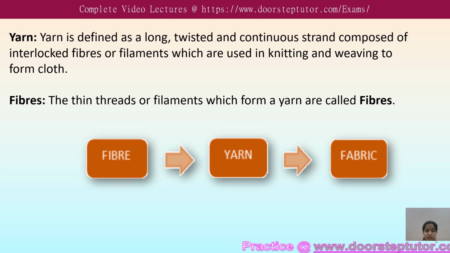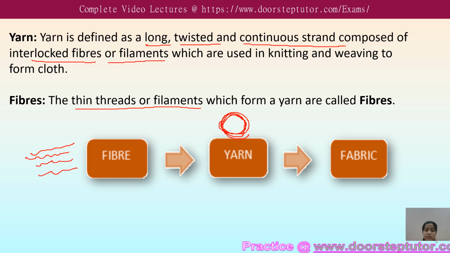So, what is a fiber? Fibers are thin threads of filaments which form yarns. So, fibers are thin threads of filaments, right, which are collected to form yarns. So yarns are like a collection of fibers or continuous fibers, right? Yarns are defined as long, twisted and continuous strands. They are interlocked fibers or filaments. So when fibers collectively interlock themselves, they form a yarn, and these yarns are used to make fabrics, right? And fabrics are obviously what we wear.